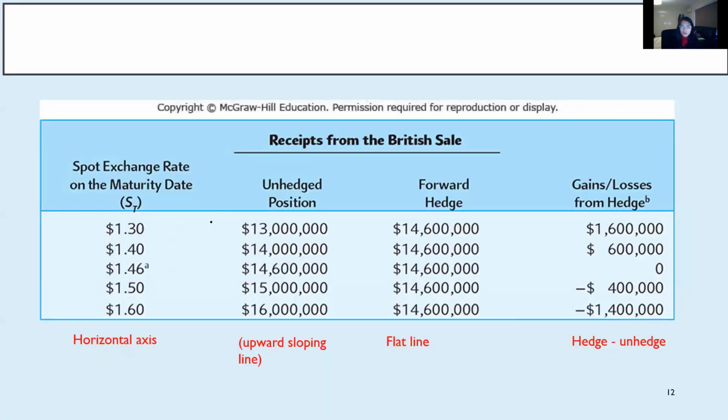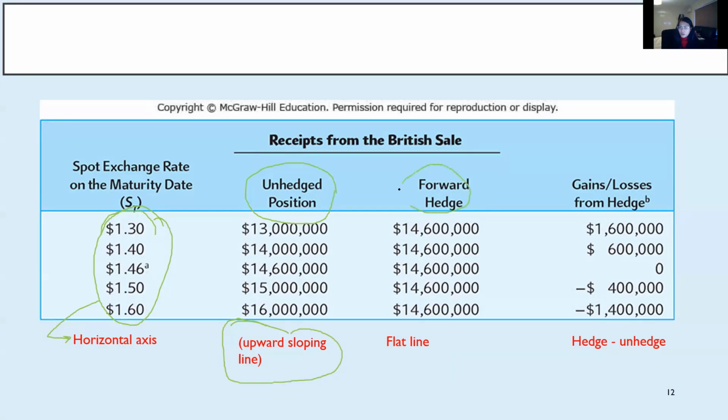So if I want to summarize what we talked about before on the table, if you look back at the graph that I showed before in two previous slides, then this column here will reflect your horizontal axis. So this is your future spot rate movement. Now, this is your unhedged position, your position in the underlying asset. This will be an upward sloping line because this is an account receivable. So you're going to receive the pounds in the future.